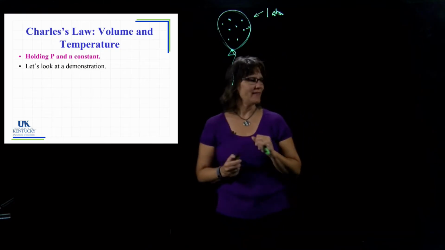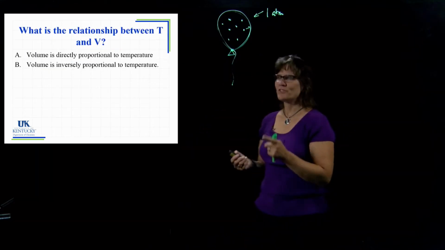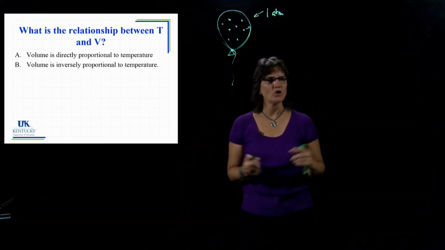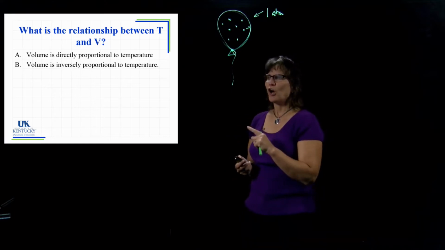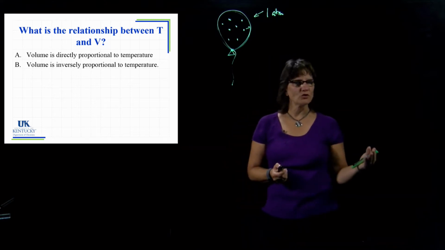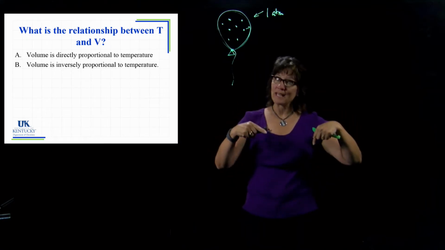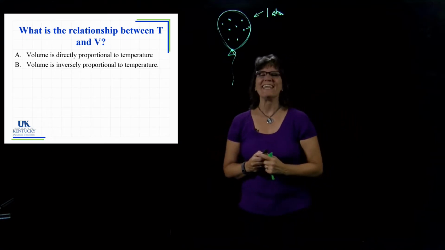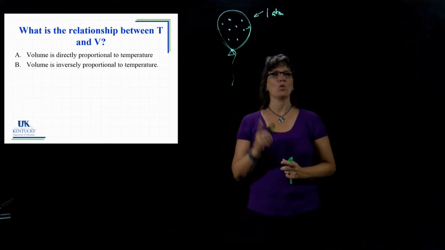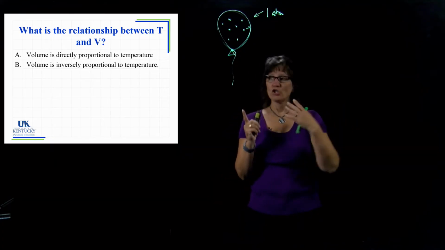Okay, so we've looked at that demonstration. Now, what was the connection? So I want you to think about what you saw. Was the volume directly proportional to temperature, meaning as one went up, the other one went up, or as one went down, the other one went down? That would be a direct. Or is it inversely proportional? That means as one went up, the other one went down. Choose your answer.